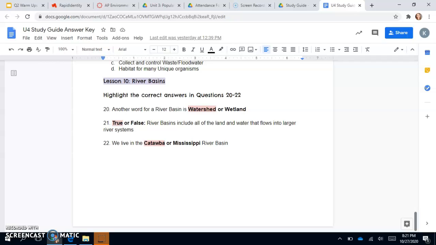And it says true or false, river basins include all the land and water that flows into larger river systems. I just gave you that definition, so that answer is true. And then we live in the Catawba River Basin. So it says Catawba or Mississippi. We live in the Catawba River Basin. And remember, many of our watersheds slash river basins in North Carolina do flow to the Mississippi River, but we don't live in the Mississippi River Basin.